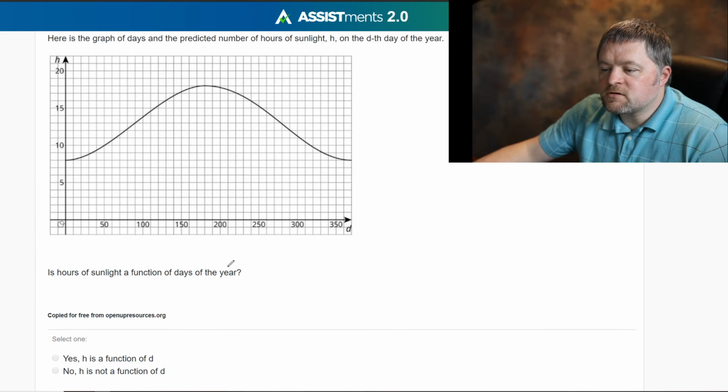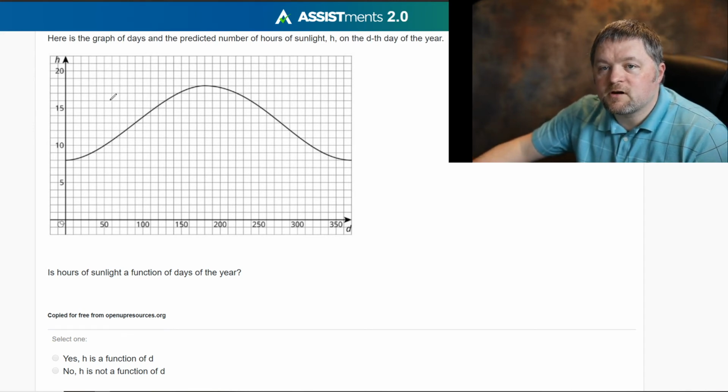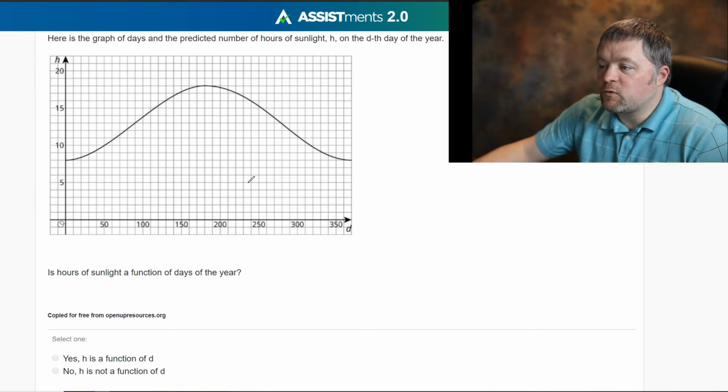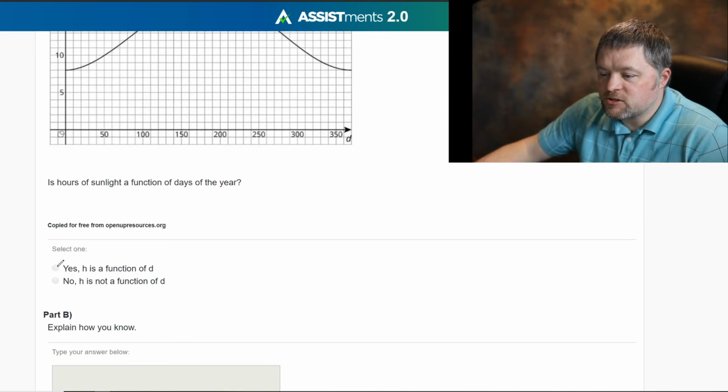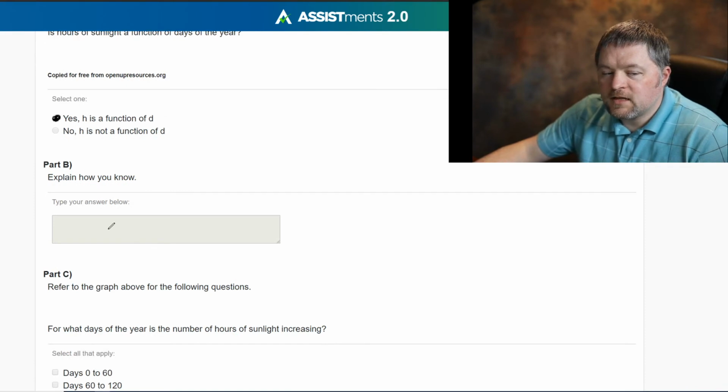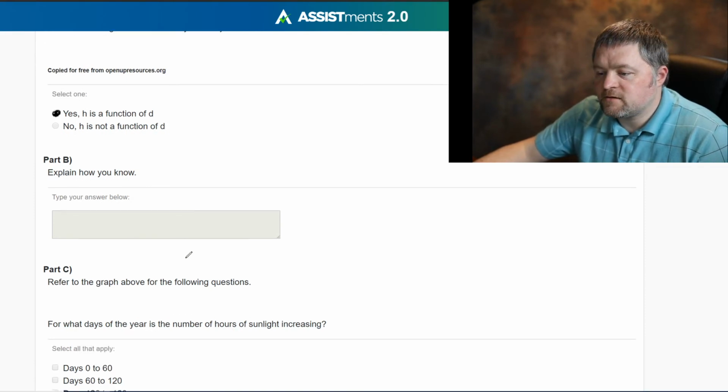Is hours of sunlight a function of days of the year? Quick check, vertical line test. Is there anywhere we could draw a vertical line on this graph that would pass through the graph twice? No. So is it a function? Yes, it's a function. How do you know? It passes the vertical line test.